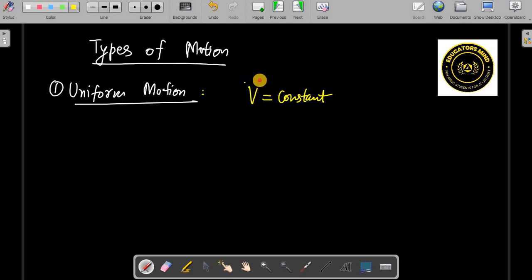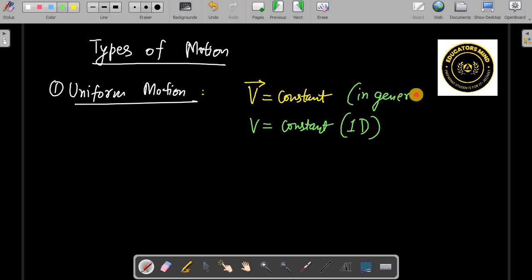Here V is velocity. You may write it as a vector also, but in one dimension we can simply write V. Okay, V equal to constant. This is for one dimension, and for any other dimensions we can write it in general. If velocity is constant, the body will be going in a particular direction, right? Direction also will be fixed because velocity involves direction. So if this body is going in this direction, the speed will be constant.